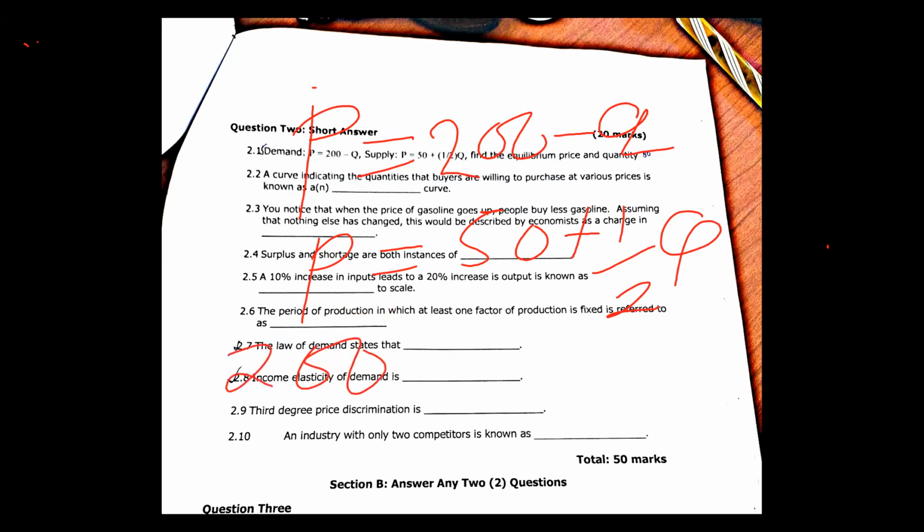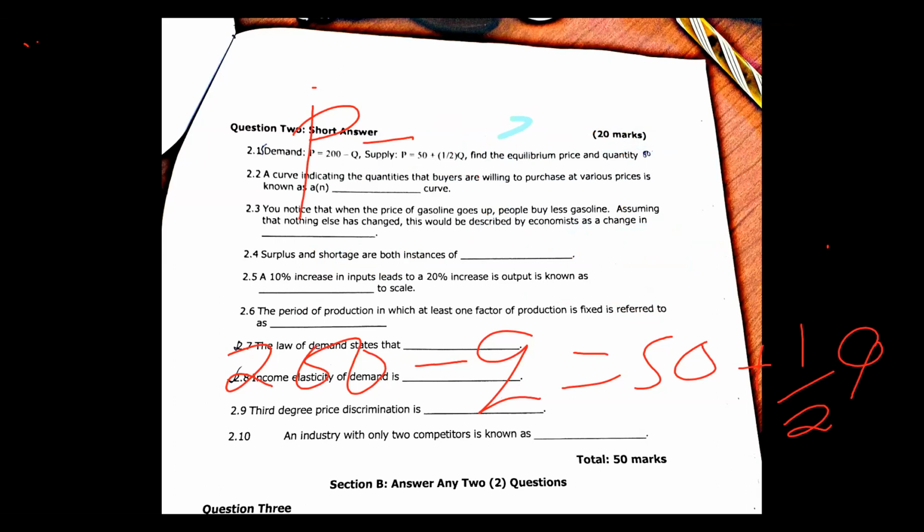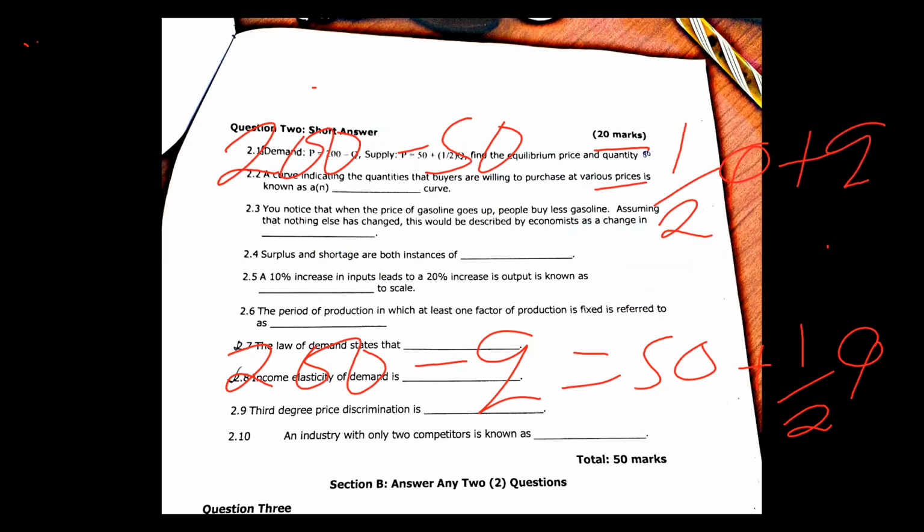So you have 200 minus Q equal to 50 plus half Q, right? Then we make Q the subject of the formula. We are starting by solving for Q. We can have 200 minus 50 equal to half Q plus Q. We have collected the like terms. This Q was negative; it goes to the other side of the equation and becomes positive. And this 50 was positive; when it goes to the other side, it becomes negative.